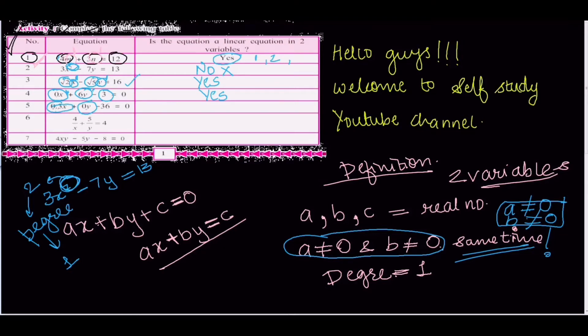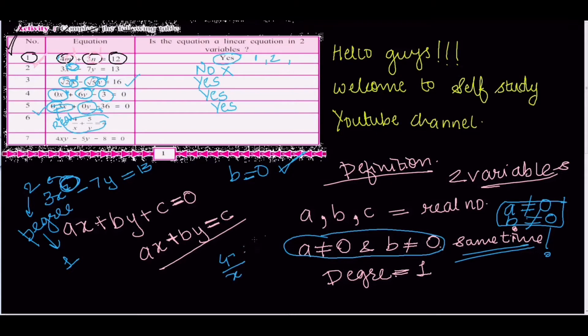Let us move to the fifth one, which is 0.3 something. 0.3 is a real number, 0 is a real number, b is equal to 0, but a is not equal to 0. a is a real number, but b is equal to 0 over here, and the degree is 1. These are real numbers. So yes, this is also a linear equation in two variable.